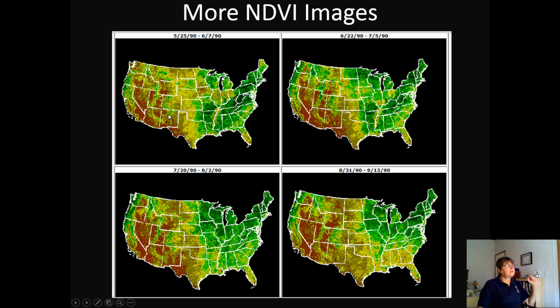So this shows the contiguous United States. This is May to June in 1990, then June to July, and you can see what happens to vegetation. And we know this from living in Texas. We actually start losing vegetation in August, and a lot of times things die off by the time we get to September, and then it starts greening up again. But you can see what's going on in the United States, where the green things are.